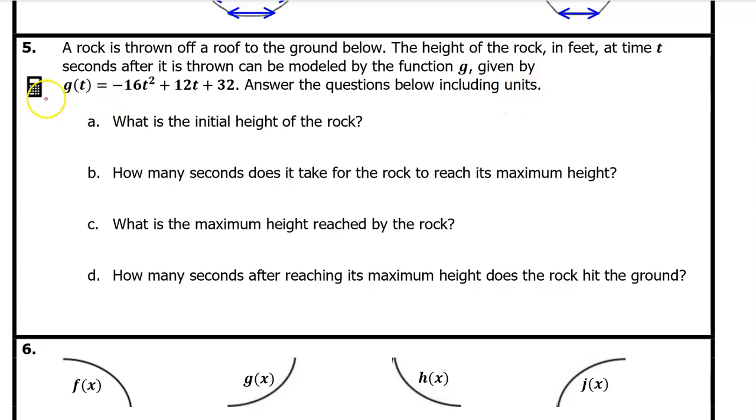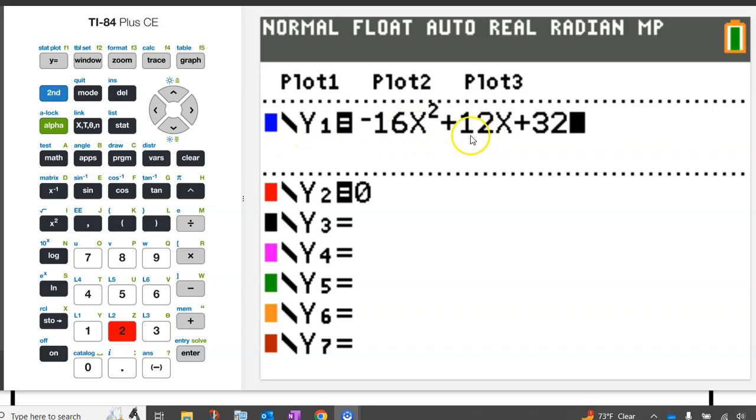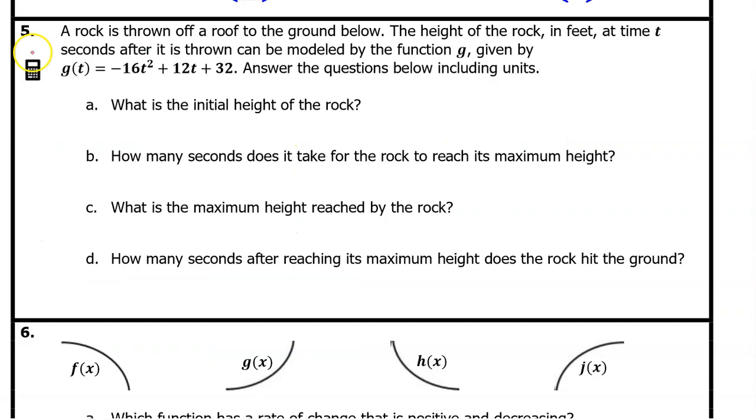This problem is calculator active, so let's go ahead and type this equation as y1 in our graphing calculator. As before, we will have to use x instead of t. So you should have it typed in like this.